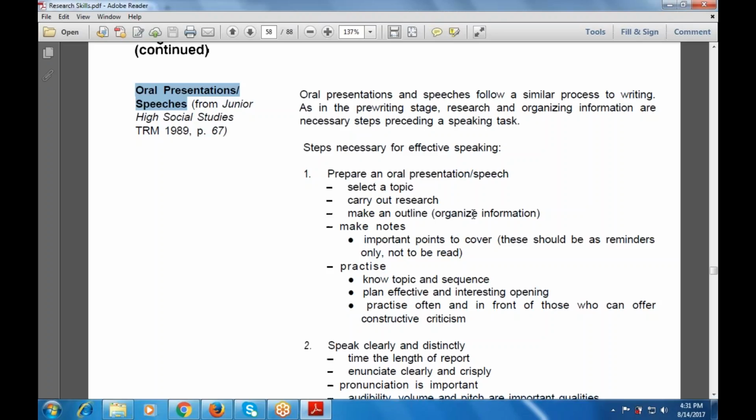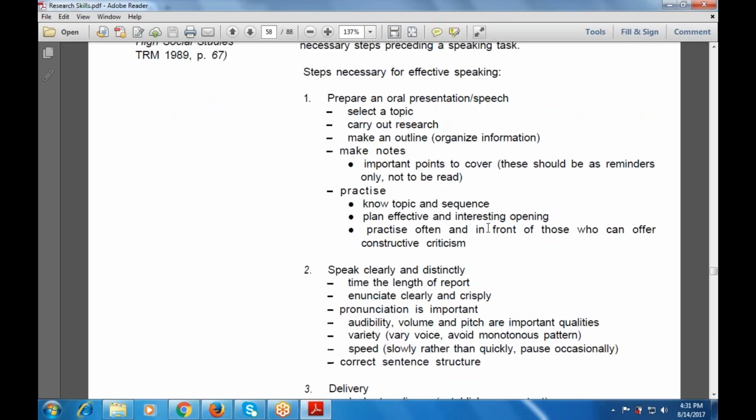the length of a report. Make the speech clear and crisp. Pronunciation is also very important. Audibility, volume, and pitch are also important qualities. There is a variety in speeches, so vary the voice and avoid a monotonous pattern. Then speak slowly rather than quickly. Correct the sentence structure, whatever structure we want to follow, so correct that one.